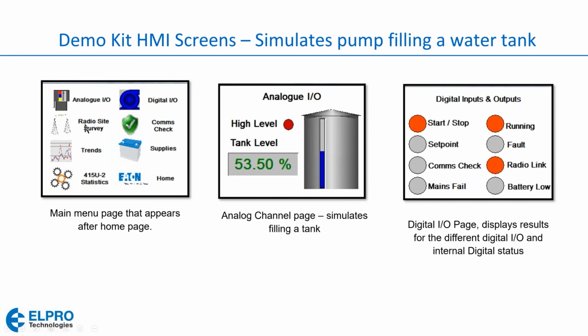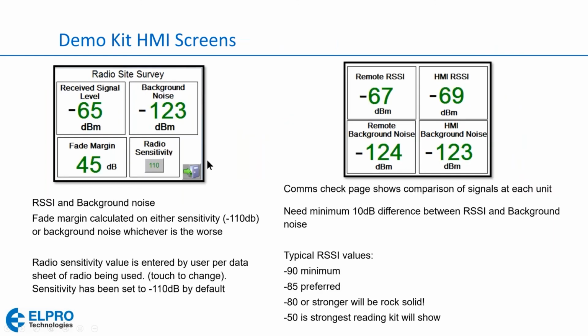But at the end of the day, we want to be looking at the radio site survey because that one shows you what the RSSI values are. So this shows you what the RSSI is. This shows you the background noise that the radio is measuring. And this calculates your fade margin. The fade margin is the difference between the background noise and the radio sensitivity.